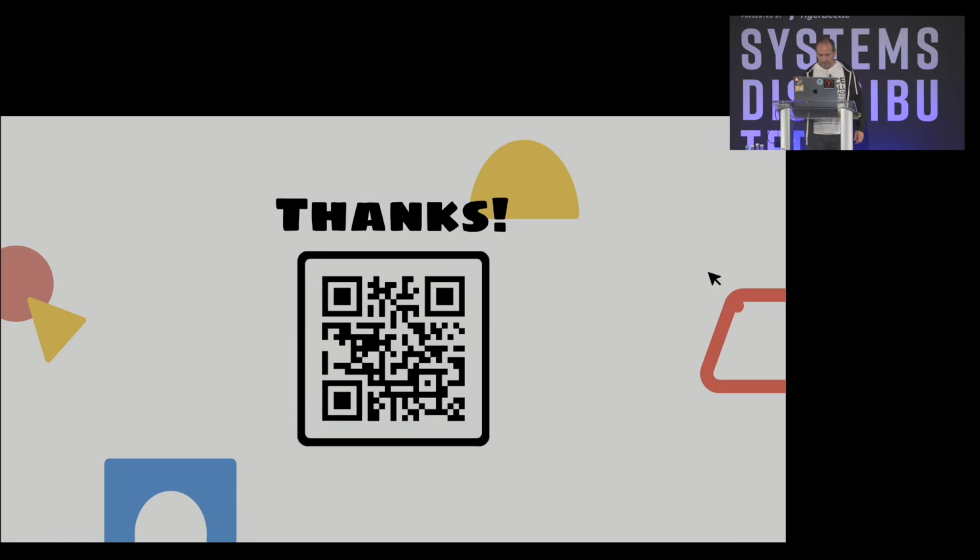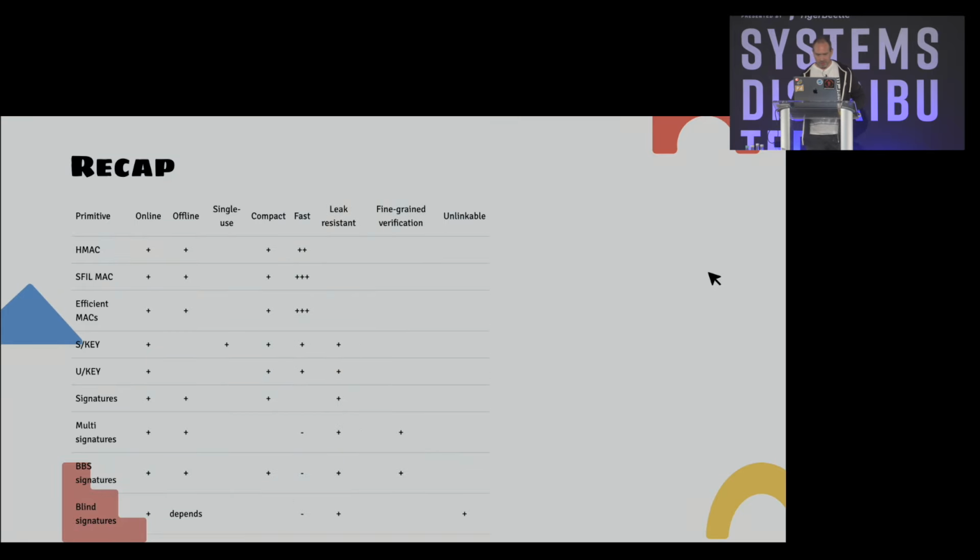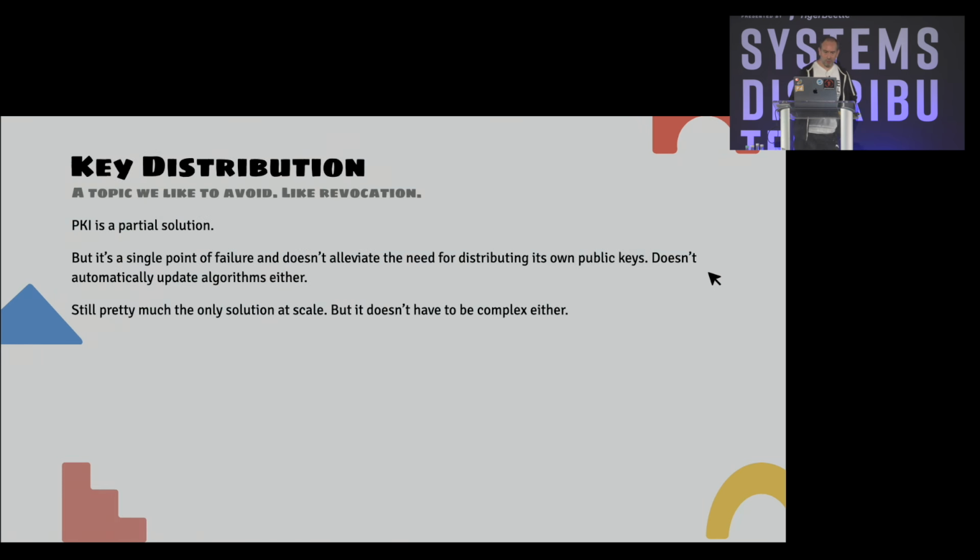Okay, well, do we have a bit of time? Maybe we do. Okay, so I'm going to talk about a spicy subject. Key distribution. So generally, just like revocation, we don't talk about that. We assume that this is a protocol issue. Cryptographers don't deal with that. But still, PKI is a partial solution. If you want to deploy a PKI, you can. It works. This is a single point of failure. So if the PKI doesn't work, your entire system is going to be down. This is not great. But yeah, at scale, this is pretty much the only solution.